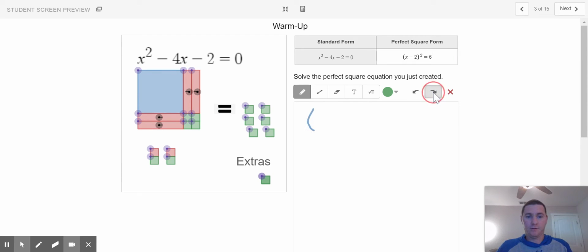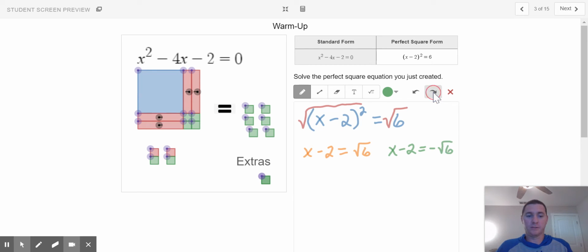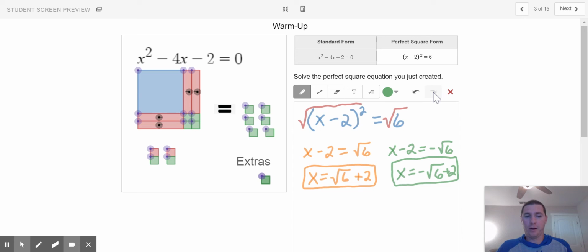Now to solve this equation, we square root both sides. And that leaves us with x minus 2 equals radical 6, and x minus 2 equals negative radical 6. Remember, the square root gives us 2 solutions, one that is positive and one that is negative. Add 2 to both sides gives us our 2 solutions. And there we go. So this is what we've done in 5.2.1 and 5.2.2.